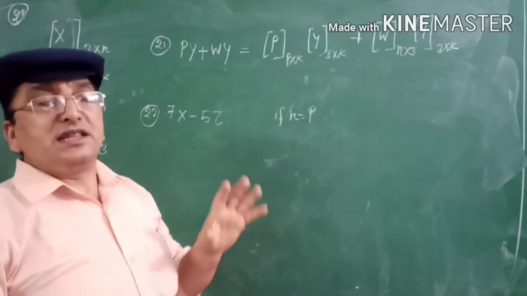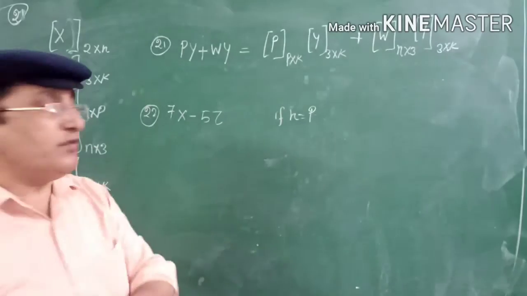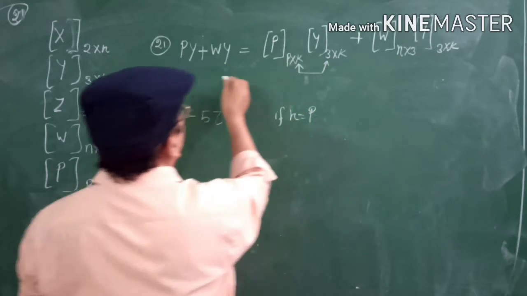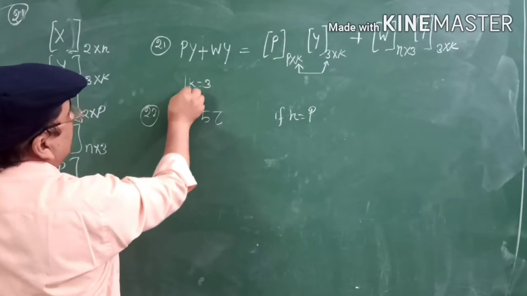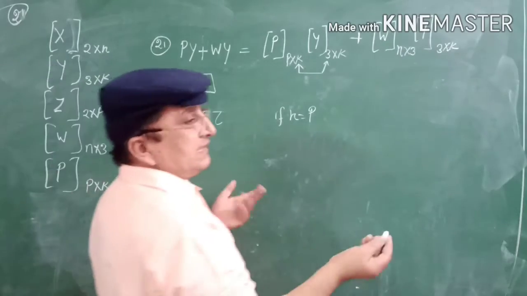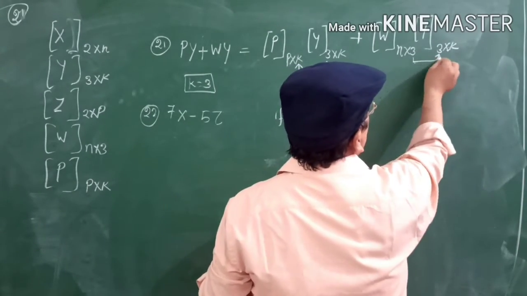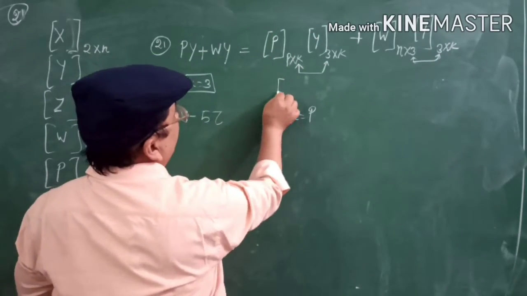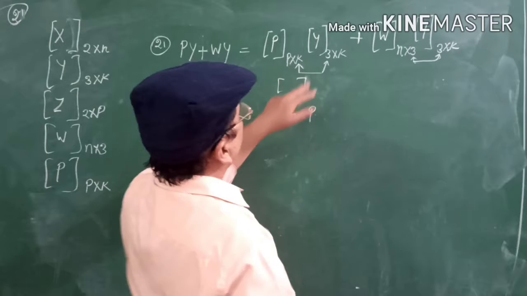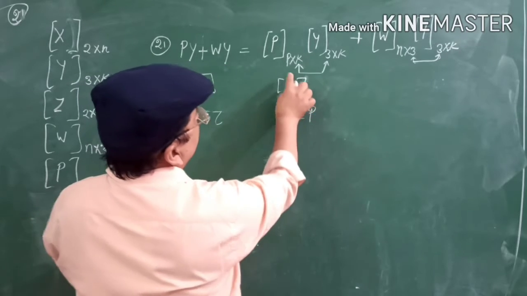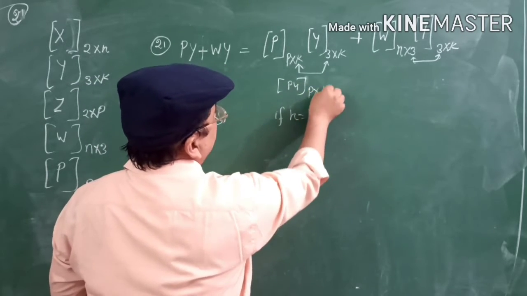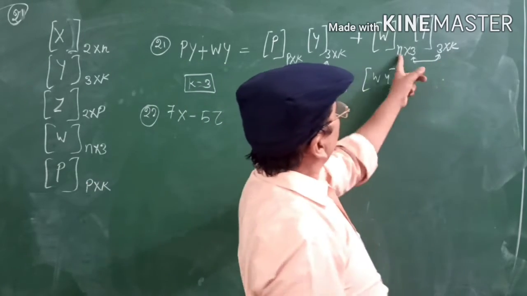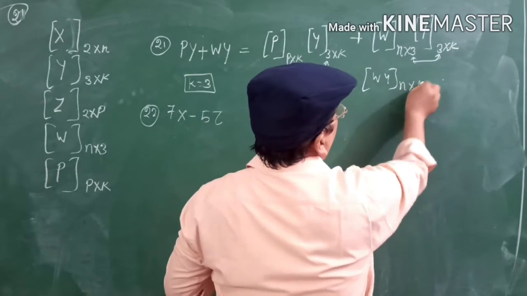We know that the multiplication of two matrices is possible if its column and its row are the same. It means k equal to 3 will come. And now see, its multiplication is also possible, 3 and 3 both are the same. By multiplying P and Y, PY, what will become? It will be p cross k. And the multiplication of W and Y, with 3 the same, will give n cross k.